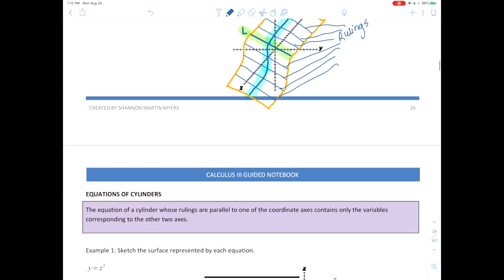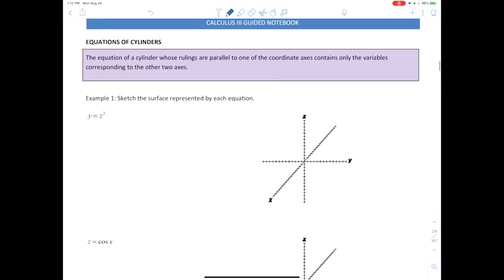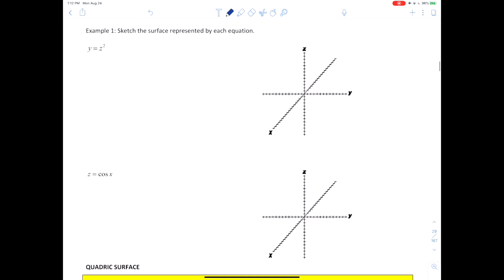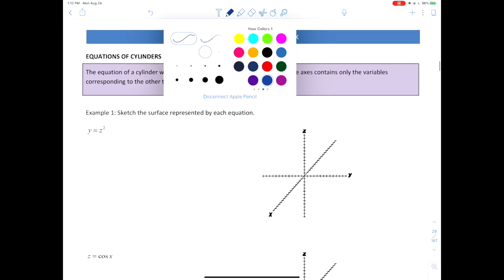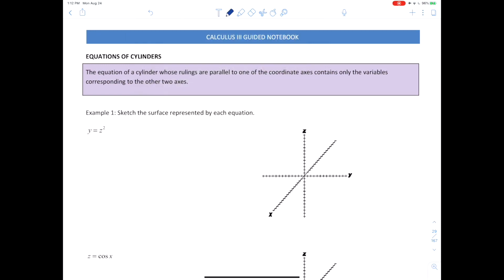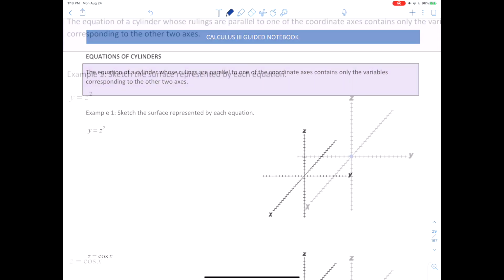Now let's take a look at equations of cylinders. The equation of a cylinder whose rulings are parallel to one of the coordinate axes contains only the variables corresponding to the other two axes. Okay, so here we go. Let's take a look at these problems. Y is equal to z squared. So what does that mean? That means that our cylinder is in the YZ plane.